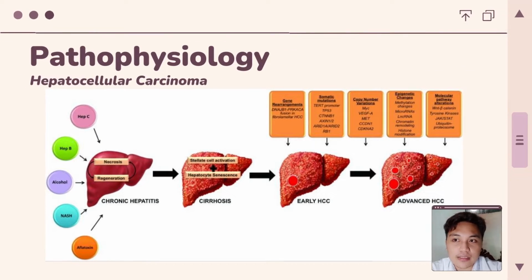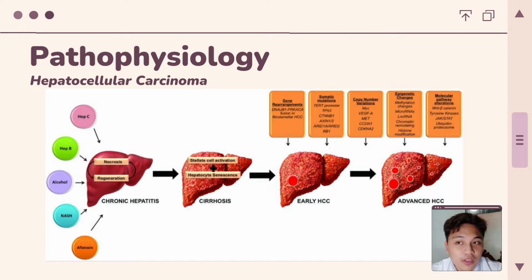Next is the pathophysiology, which we will break down into two. First, we're going to have the hepatocellular carcinoma, which is the number one type of liver cancer, and next we're going to have the liver metastasis.